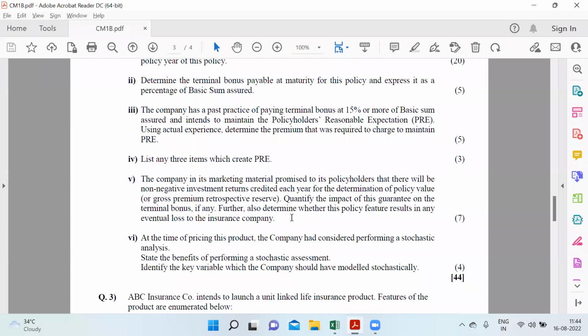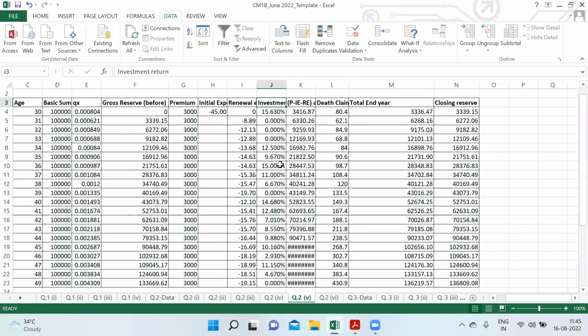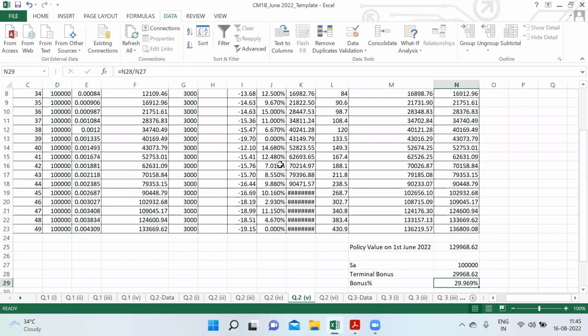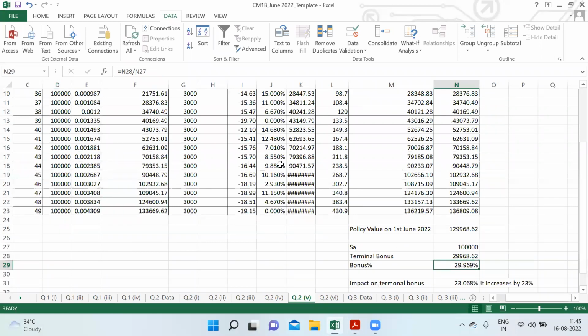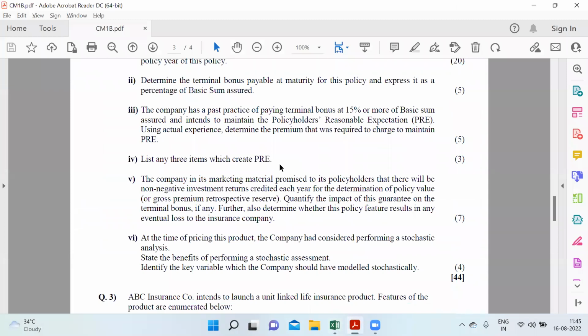The company in its marketing material promised its policyholders that there will be non-negative investment returns each year for the determination of policy value. Quantify the impact of this guarantee. So wherever investment returns were negative, we zeroize those investment returns, and then we calculate the reserves and the policy value, and the terminal bonus now becomes 29.96%. It increases by 23% and there's no loss to the company.